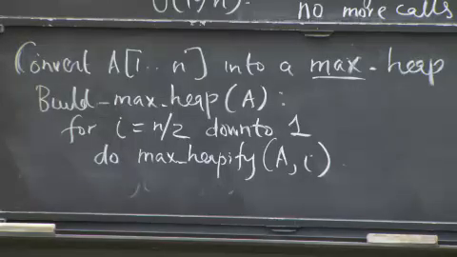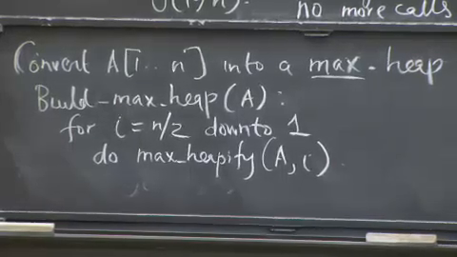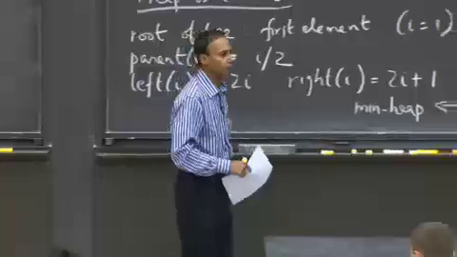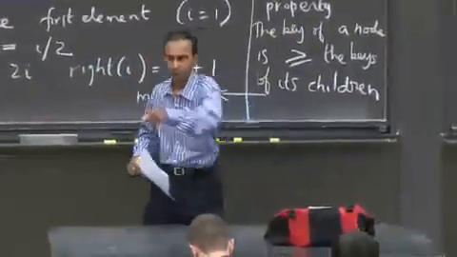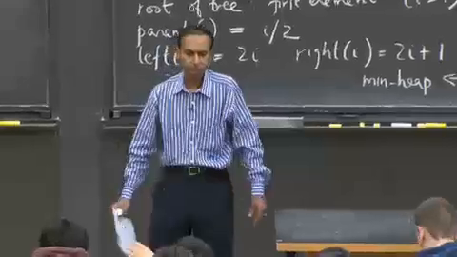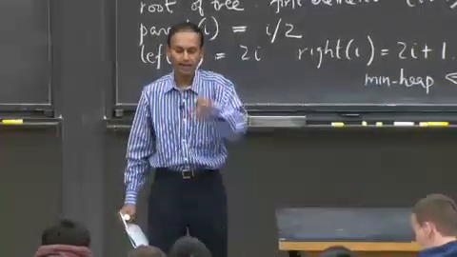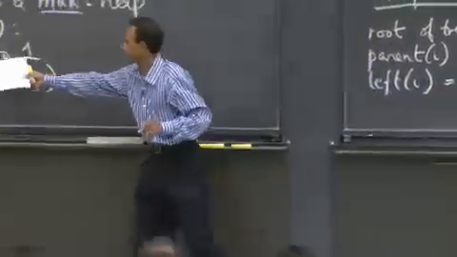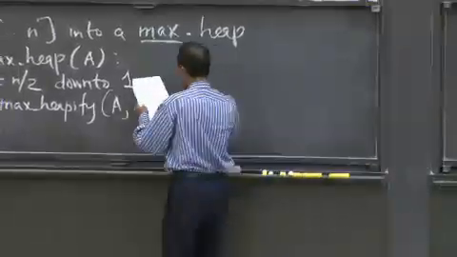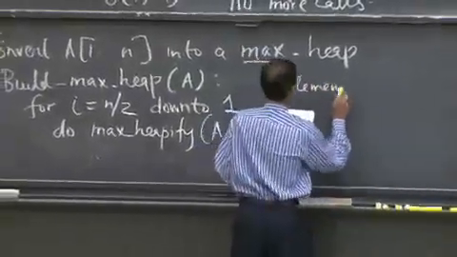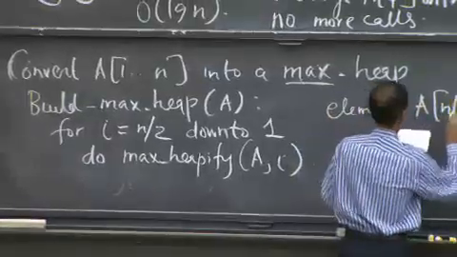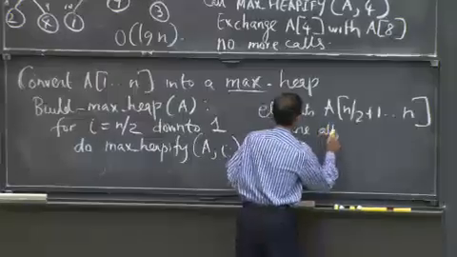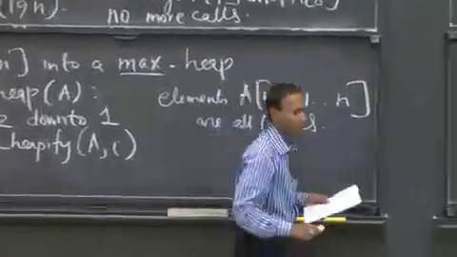All right? So someone explain to me why I can start with n over 2 and why I'm going down to 1. Leaves are good. Leaves are good because if you look at elements A of n over 2 plus 1 through n, they are all leaves. Okay? That's a good observation.